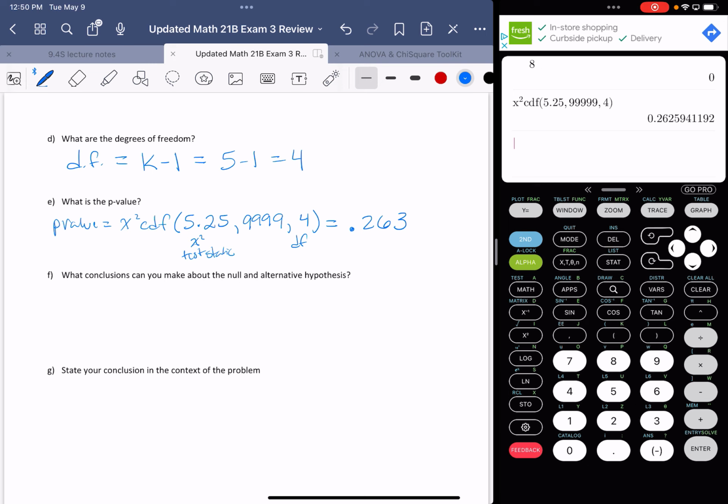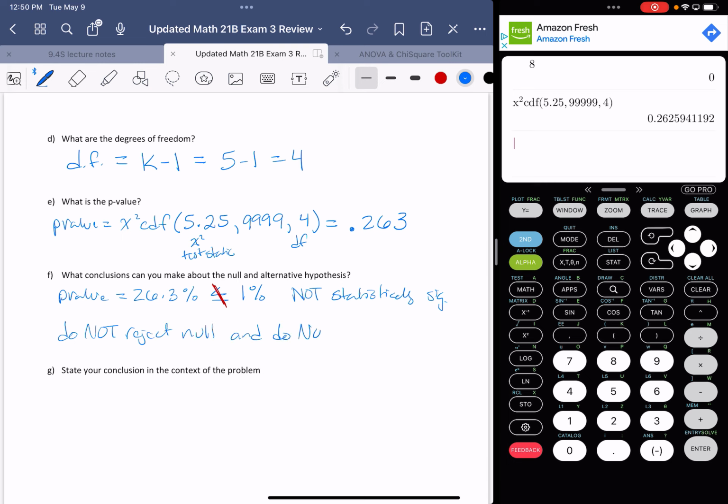Okay, so what conclusions can you make about the null and alternative hypotheses? Well, our p-value is 26.3%, which, what was our level of significance? 1%. So 26.3% is not less than 1%, right? That makes it not statistically significant. So we do not reject the null and do not support the alternative. You guys okay with that?